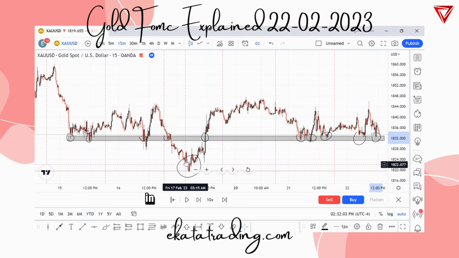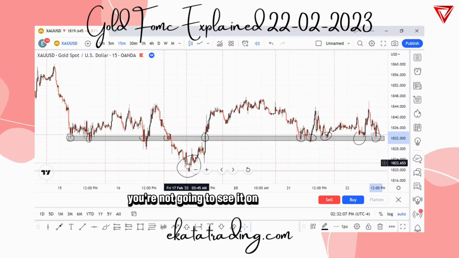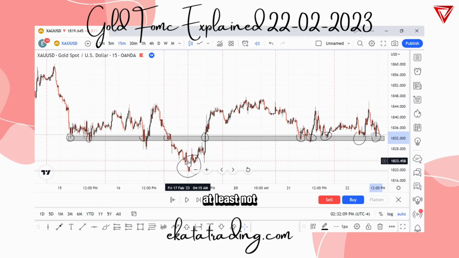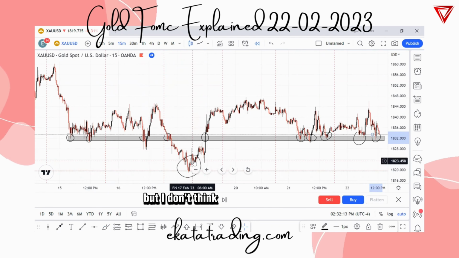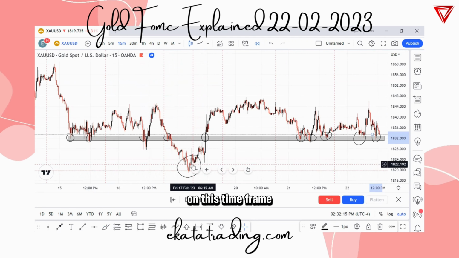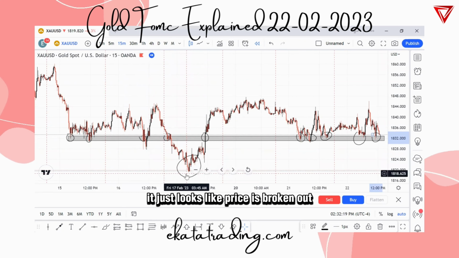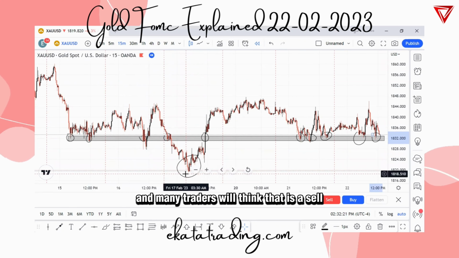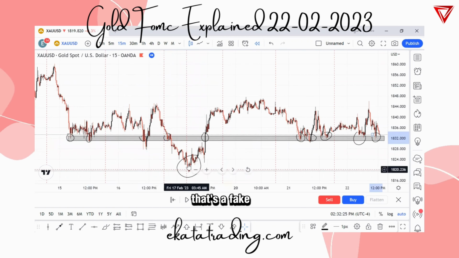Now, what is the significance of this one? Think about this. In order to get a good understanding of what I'm trying to show you here, you're not going to see it on this time frame, at least I don't believe so. I can see it, but I don't think everybody will. On the 15-minute time frame, it just looks like price has broken out, and many traders will think that is a sell. And then it just goes back up, making them believe that's a fake out.